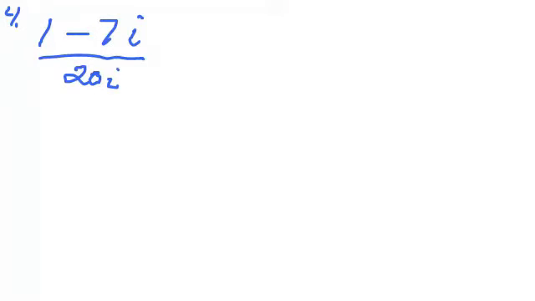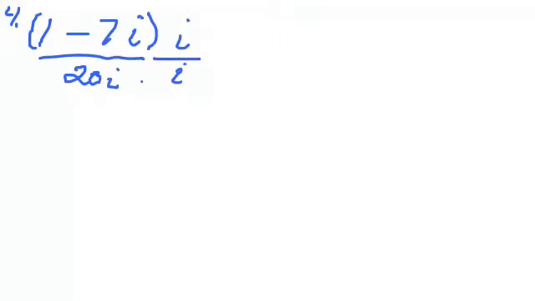GoToMath.com. Alright, so we got, actually, let me label this. This is 4, I believe that was 4, wasn't it? 2, 3, 4, yeah. So we have 1 minus 7i over 20i. We're going to get rid of this I here: we're going to multiply the top by I and the bottom by I.